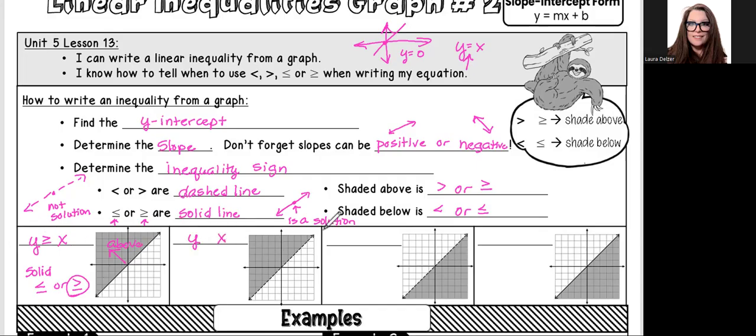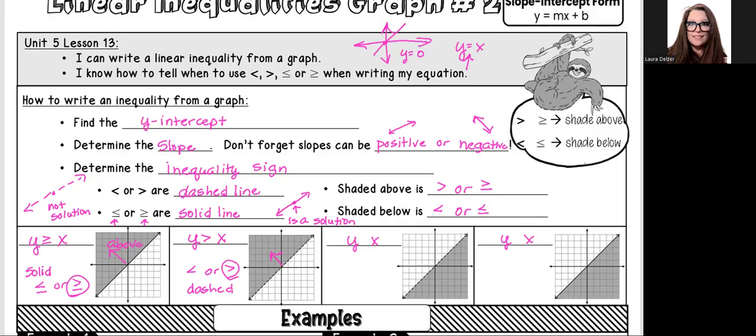So for all of these we're going to have y and x, y and x, y and x, and we're just going to figure out what kind of symbol to put in. This is a dashed line. Because it's dashed, we know it can only be a less than or a greater than, with no equal bar in it. And because it's shading above, we know it's going to be the greater than. So we can put that in our inequality.